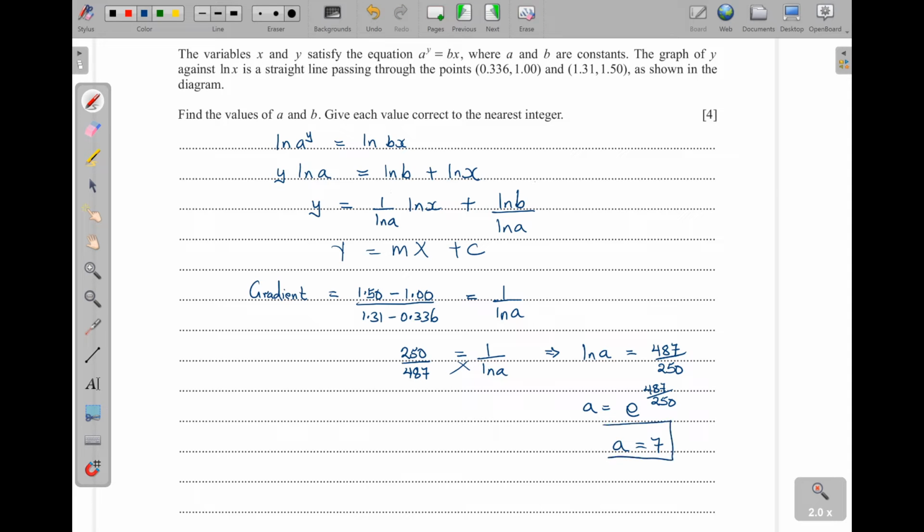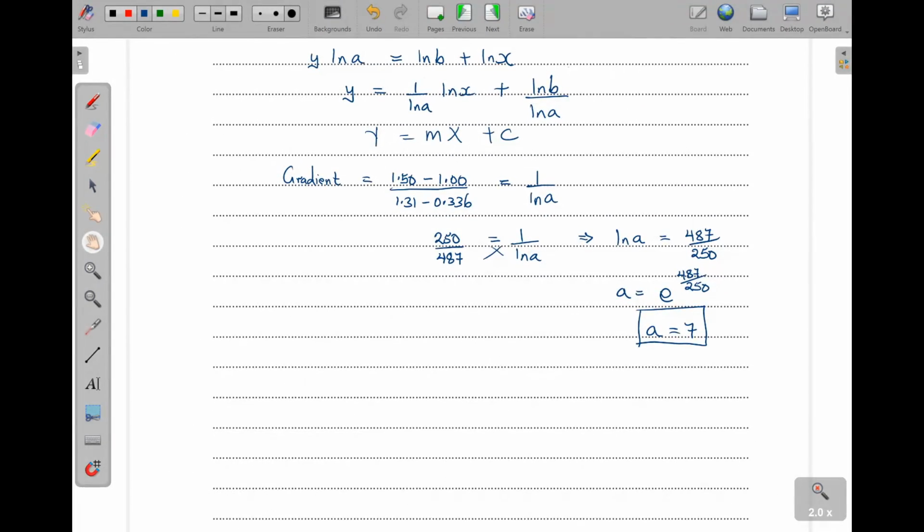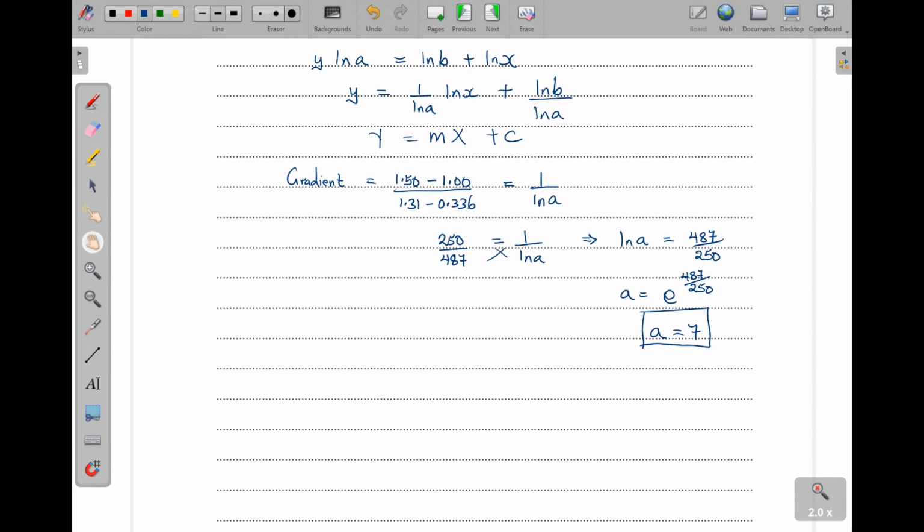As simple as that. Then to get the value of b, I will just substitute. First of all, we have our y. I'm going to use this one here. Okay, I'm going to make natural log of b the subject of the formula. So natural log of b is going to be equal to, I'm substituting here, y times natural log of a, then minus the natural log of what?